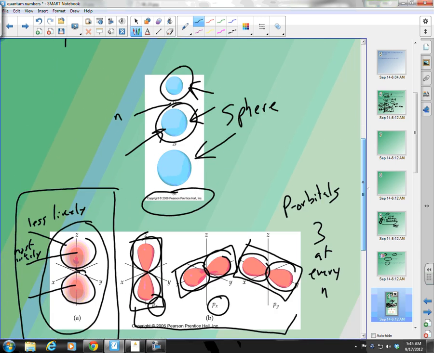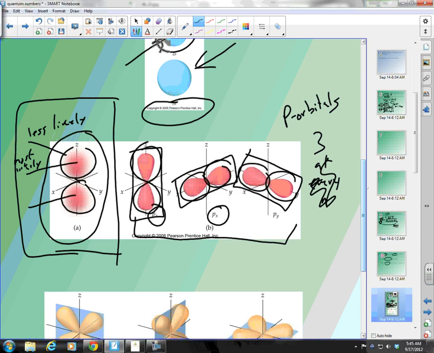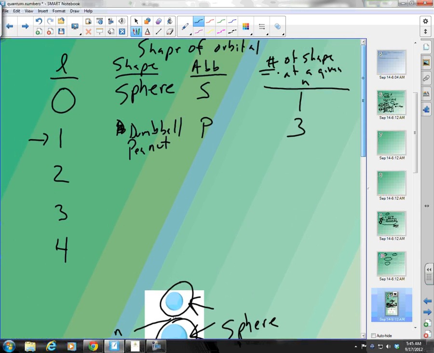No, I shouldn't say at every n. That's the most I can have. I have to be careful. I don't have p's when n is equal to 1, remember? When n is equal to 1, I only have one shape. And we always start, I guess that's another important point, we always start with L equals 0. So when I have n equals 1, I only have this. When I have n equals 2, I have this and this.